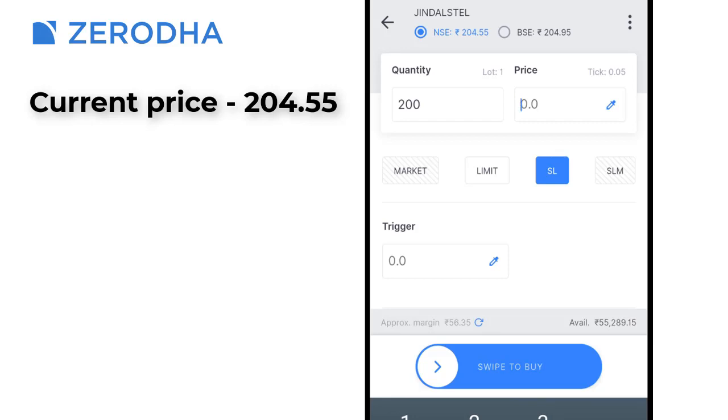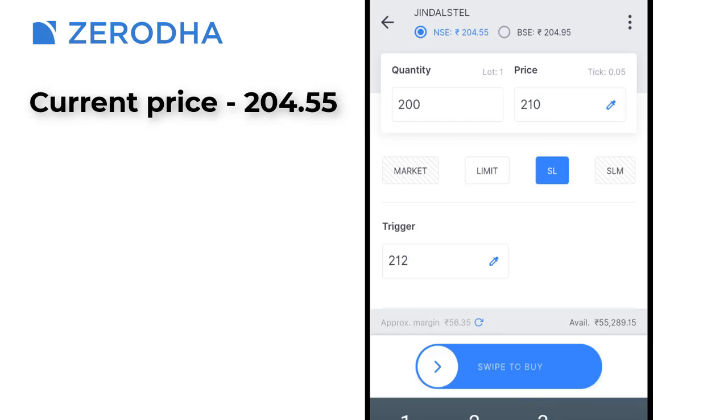For example, now the price is 204.55, right? So I want to enter the trade at 210, for example, because it's above the current price. It's above, meaning it's more than 204, right? Then the trigger price I will keep at 212.